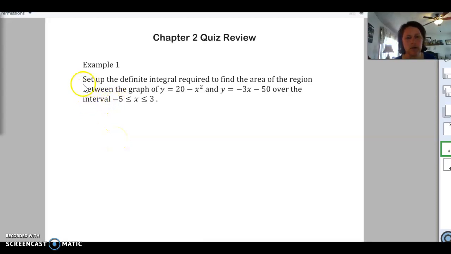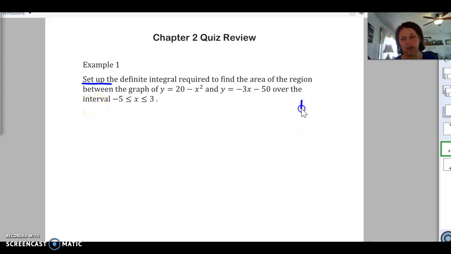Example number 1 says set up the definite integral. So this means we are not going to actually solve it. You'll be able to tell that when you're doing your homework assignment. We're just setting it up. That's all that they're asking for. So set up the definite integral required to find the area of the region between the graph of y equals 20 minus x squared and y equals negative 3x minus 50 over the interval from negative 5 to 3.